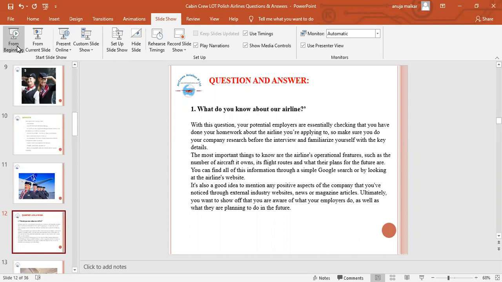The most important thing is to know that airline's operational features, and you can just get that by doing a Google search or going to the company's website. And it would also be a good idea to mention any positive aspects of the company that you have noticed through external industry websites, magazines, or articles. Ultimately, you want to show that you are aware of what your employers do as well as what they are planning to do in the future.